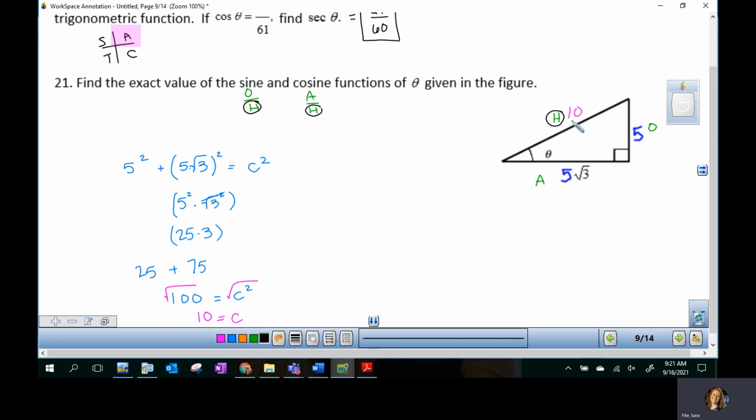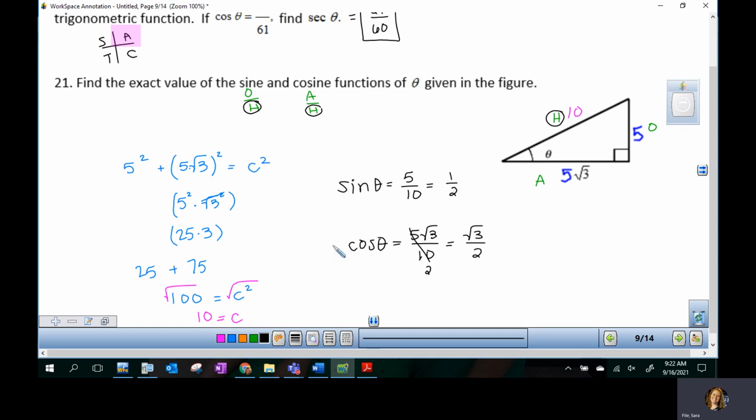So now that I know H, I can give these ratios. So opposite over hypotenuse, that'd be 5 over 10. That reduces. What does that reduce to? Cosine is adjacent over hypotenuse. That reduces. So it's root 3 over 2. It's 5 over 10 reduces to 1 over 2. Y'all agree? If sine is 1/2, that's all the questions asking.